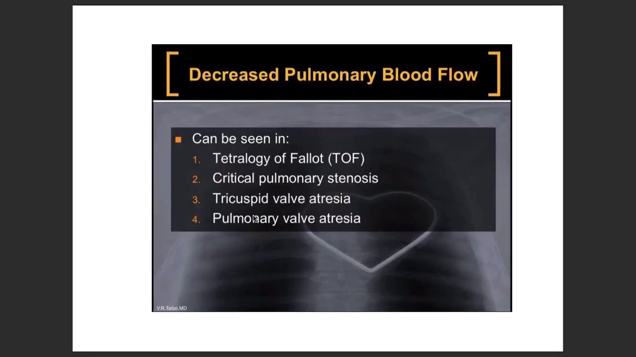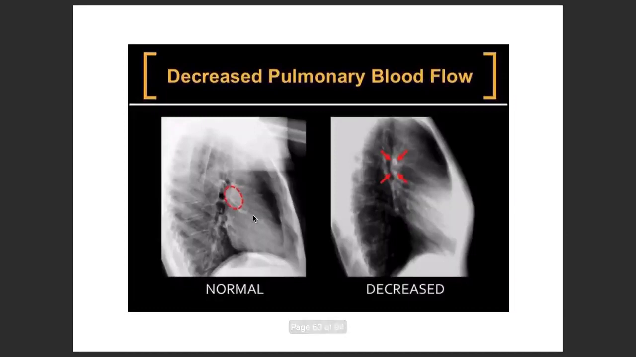Similarly, decreased pulmonary blood flow can also happen. But what are the conditions for that? It happens with TOF, critical pulmonary stenosis, tricuspid valve atresia, and even pulmonary valve atresia as well.